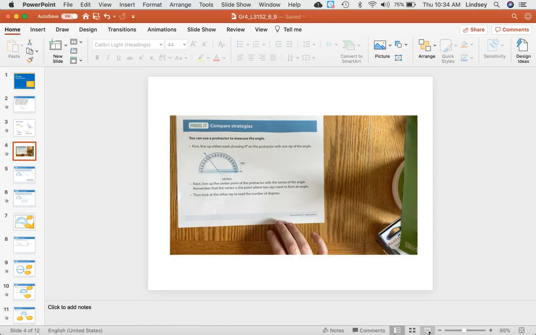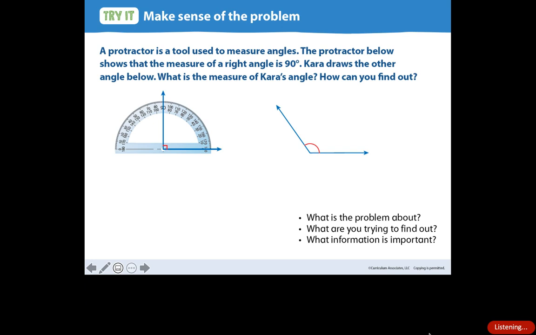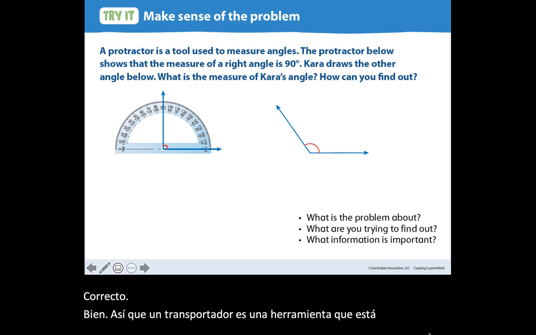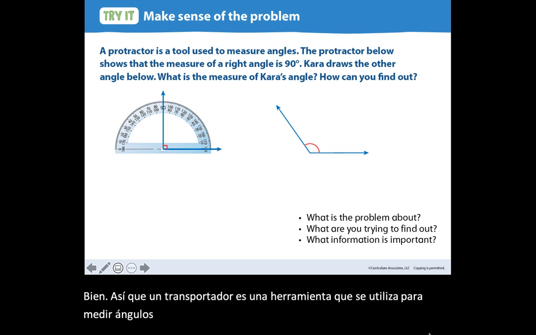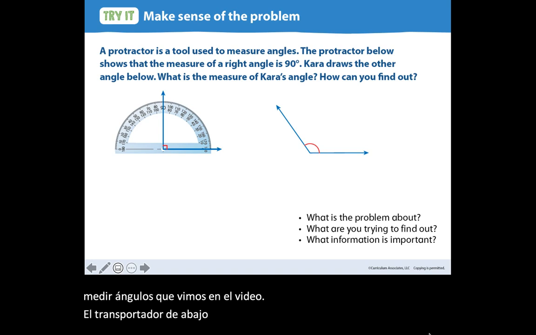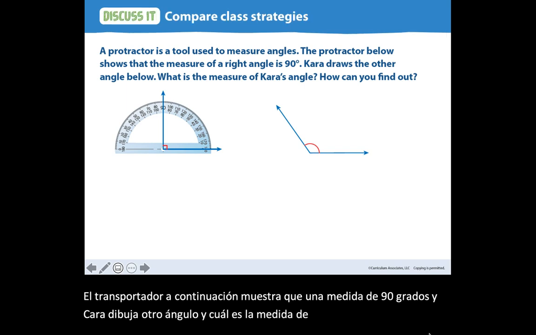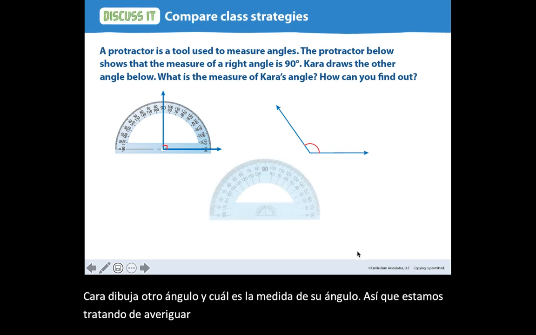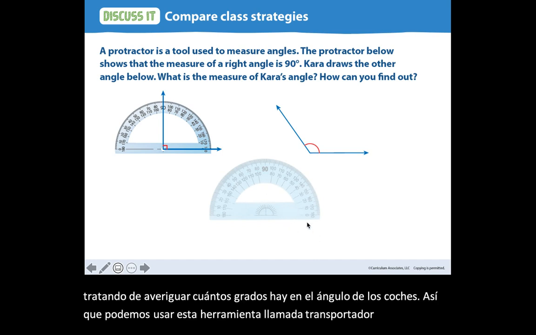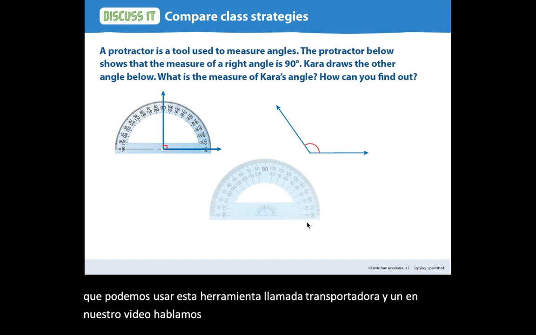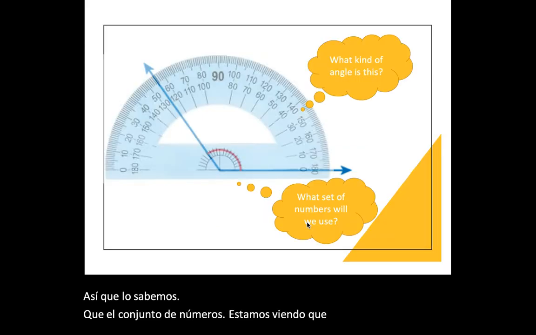All right, let's go back to our PowerPoint. Hey, fourth. All right, so a protractor is a tool that is used to measure angles, and we looked at this in the video. The protractor below shows a measure of 90 degrees, and Kara draws another angle. What is the measurement of her angle? So we are trying to find out how many degrees are in Kara's angle. So we can use this tool called a protractor. And in our video, we talked about how we know this is an obtuse angle. So we know that the set of numbers we are looking at are going to be greater than 90.